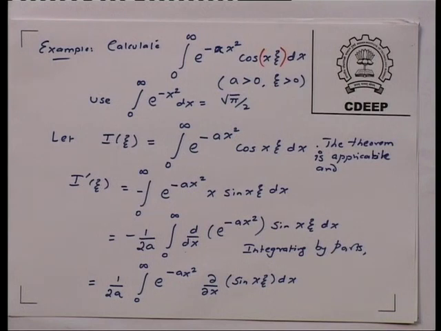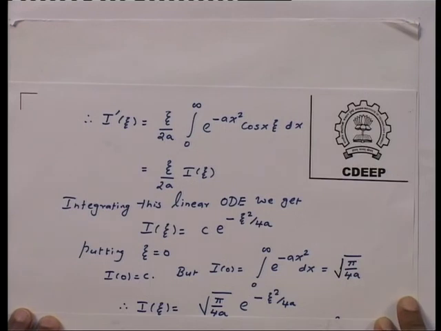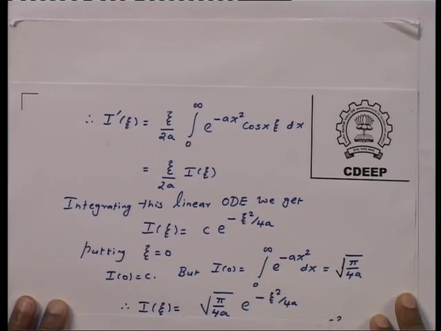Integrate it just now? And there is a constant of integration which you will have to determine at the end of the day. I do not want to show you the whole slide. So I prime psi is psi upon 2a I of psi, correct? Integrating this ODE, what are you going to get? I of psi equal to c e to the power minus psi squared upon 4a, correct?